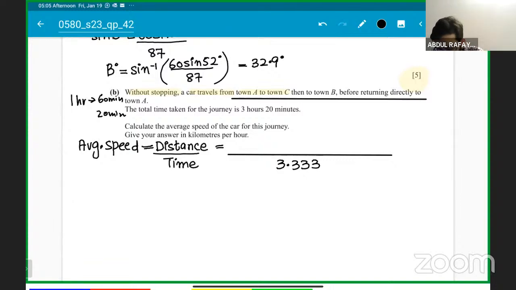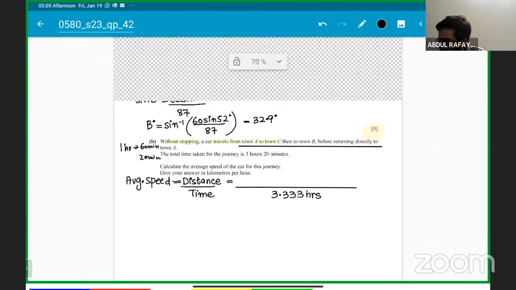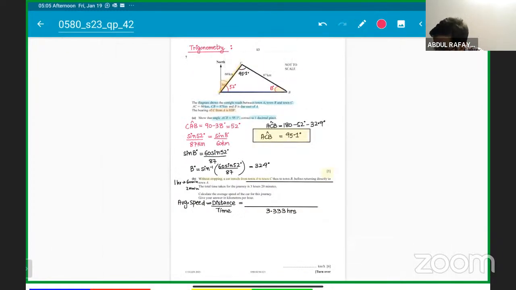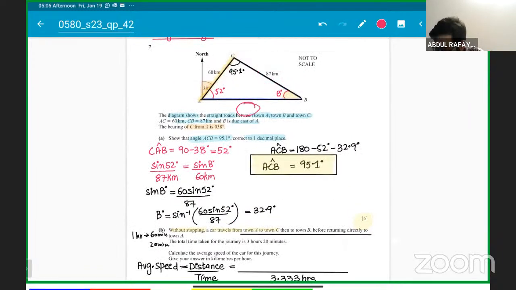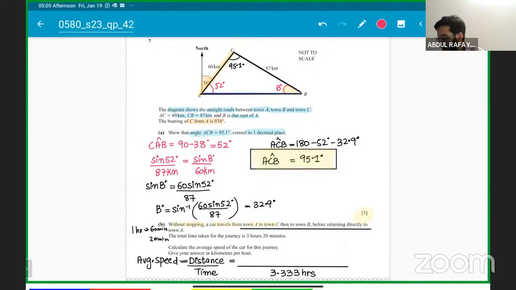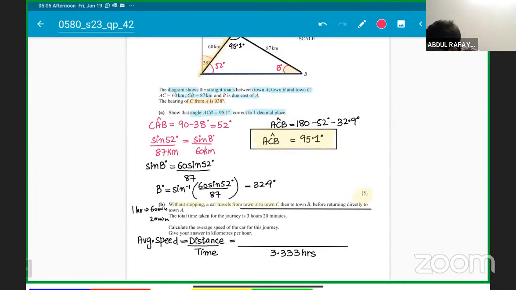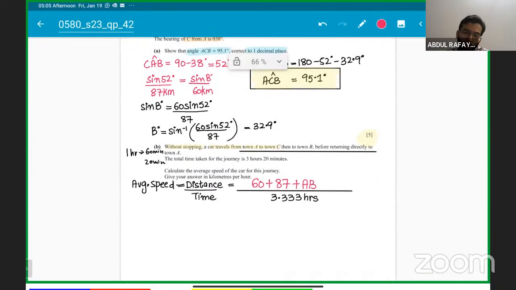Okay, everyone clear with me? Got it? Guys following? 3.33 hours will be given in the denominator. Now, what about the numerator? What about the distance? The distance is 60 kilometer plus 87 kilometer, but we don't have the distance of AB kilometer. Everyone getting it? We don't have the distance of what, students? AB. So that is why we'll stop here and understand that in order to find the AB distance first, we will use the cosine rule.